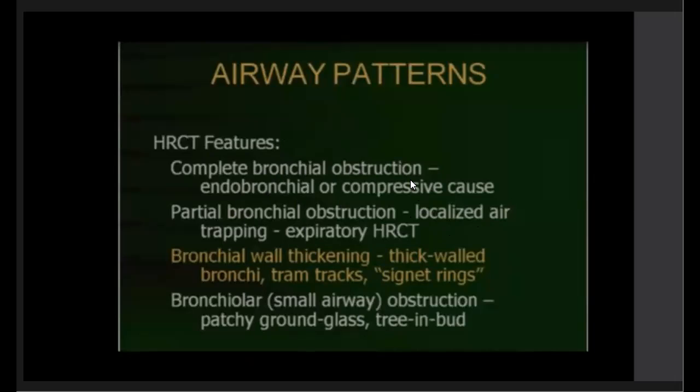Bronchial obstruction can be due to endobronchial or compressive causes, with partial obstruction and localized air trapping. Bronchial wall thickening gives thick-walled bronchi, tram tracks, and signet ring. In the bronchiolar small airway disease, we see ground glass opacities and the tree-in-bud pattern.